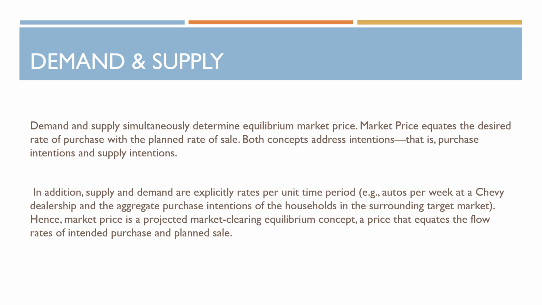In addition, supply and demand are expressed as a rate per unit time period. For example, we can think about autos per week produced at Chevy dealerships and the aggregate purchase intentions of the households in the surrounding target markets. Market price is a projected market-clearing equilibrium concept, which means a price that equates the flow rate of intended purchases and the planned sales by the firms.